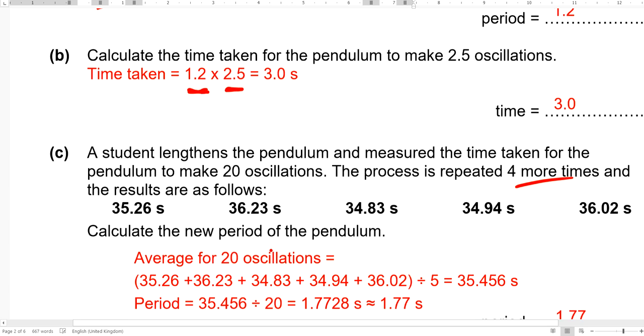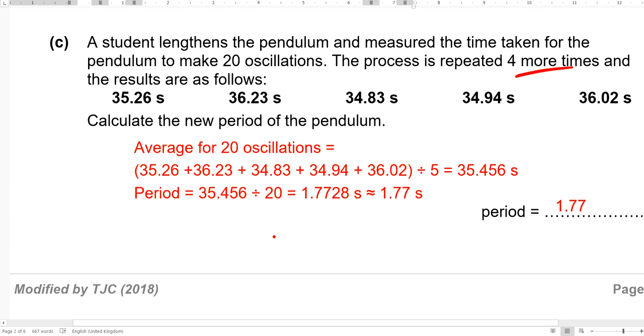So we find first the average for 20 oscillations. We add all of them up and then we divide it by 5. And we see that it is actually 35.456 seconds. This is the average time for 20 oscillations. Then I want the period. The period is the time taken for just one oscillation. So now that I have the average, which is 35.456, I divide it by 20 to get the new period, which is approximately 1.77 seconds.